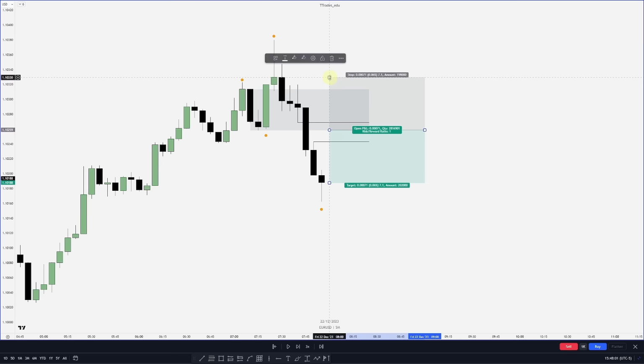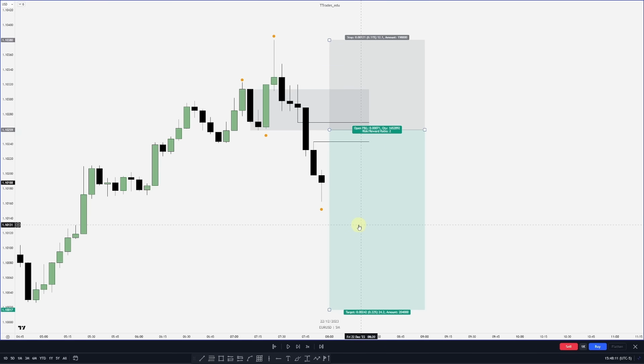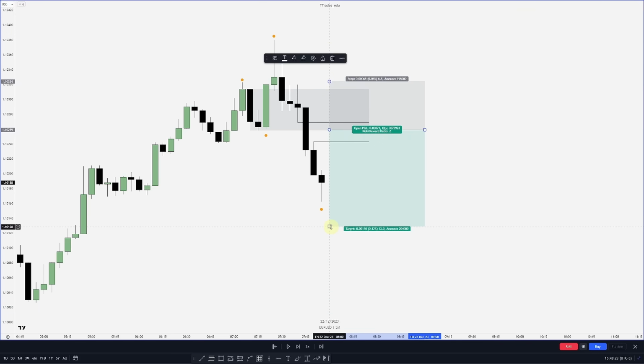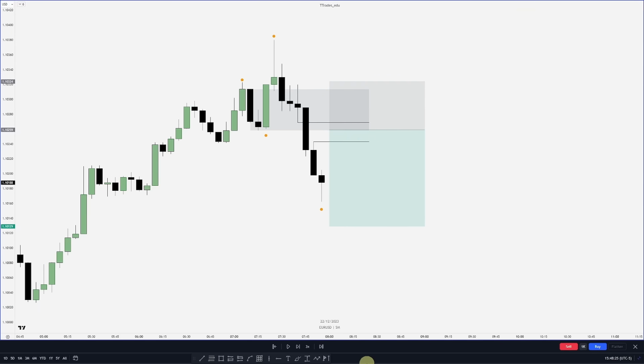From here, I can look to have my stop loss either on this swing high, and if I was going to target 2R, I'd need my take profit down there, or I can look to place it just above the breaker block here. And with that, my 2R would be right here. So let's see how this works out.